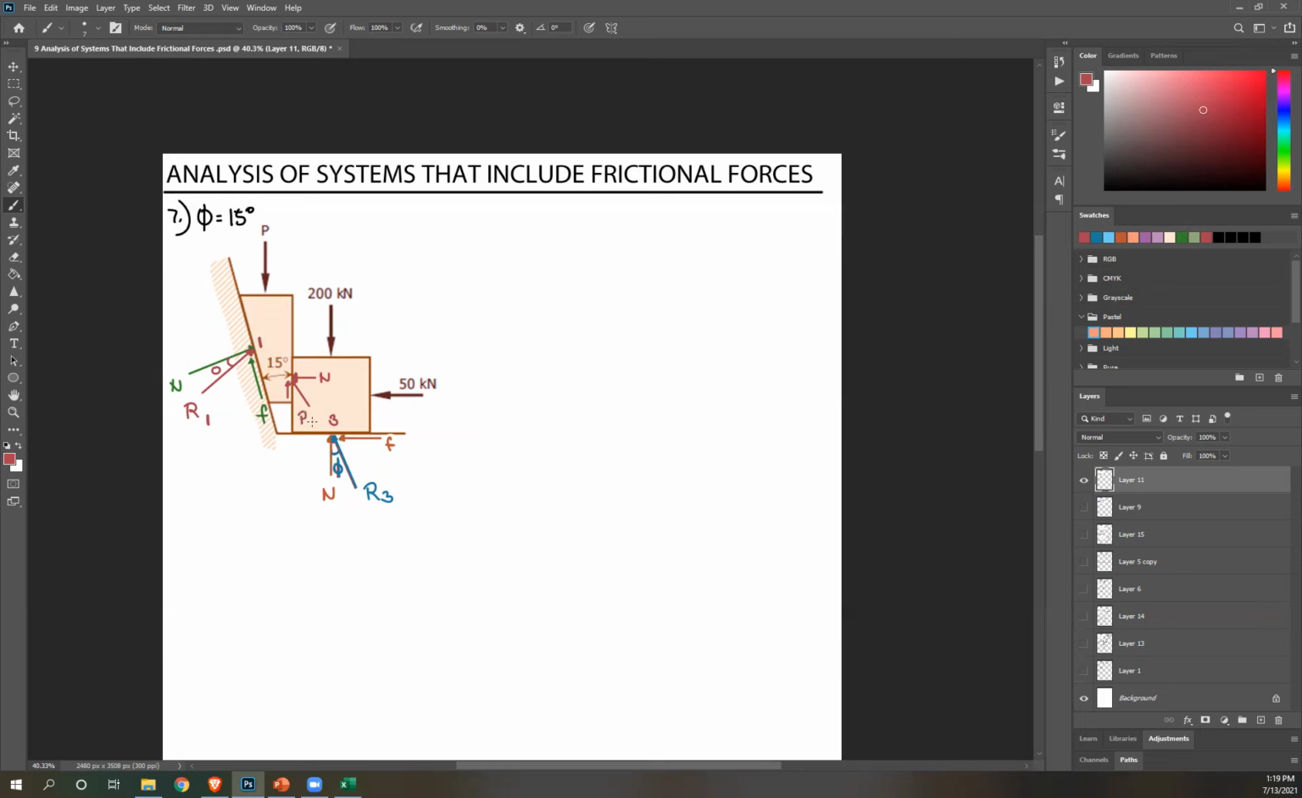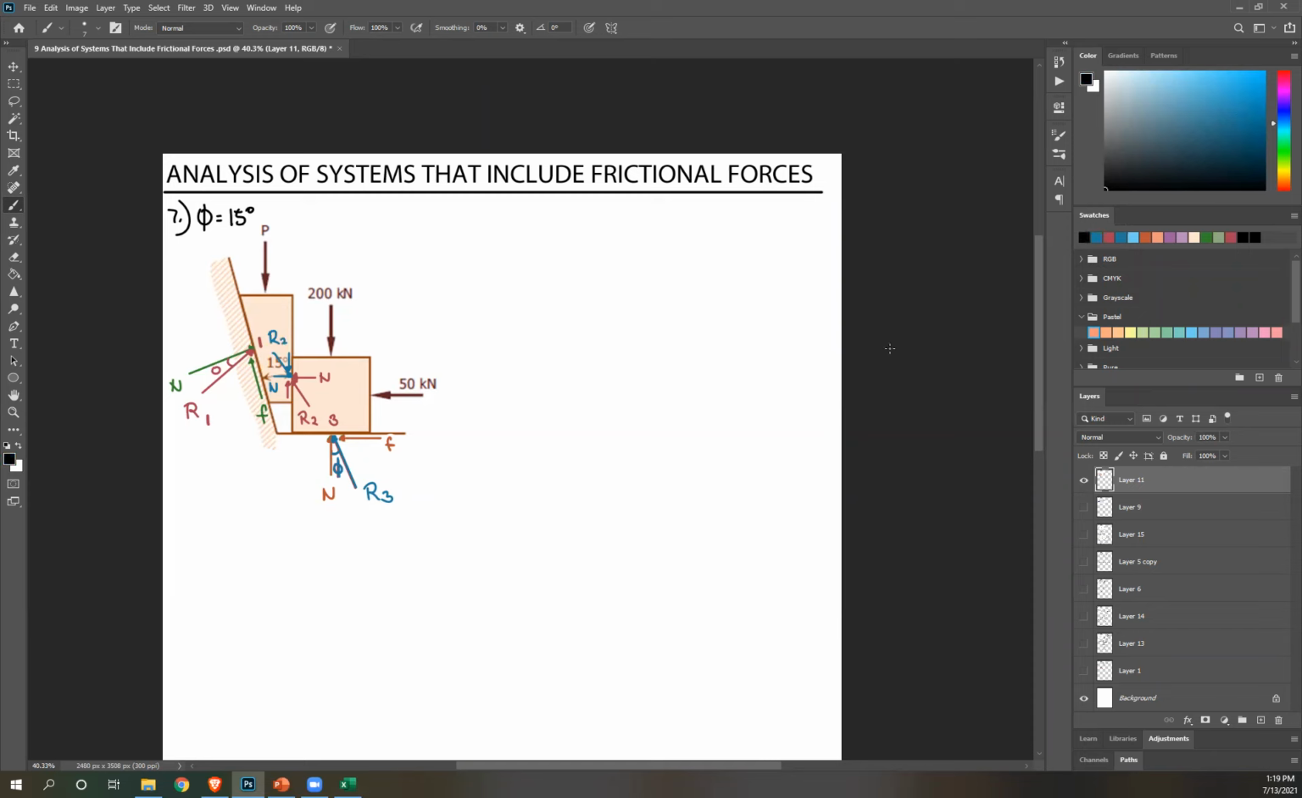And then what about this? Considering this block, this is your N. Since this is going to move downward, to counter that, this would move upward. So the friction there would be downward here. And then this would be your R2. Now let's separate everything.